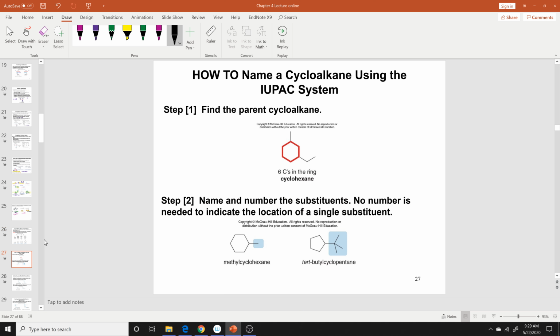Now, how to name the cycle? First of all, you need to find the parent cycloalkane. The parent cycloalkane is the cycle that has the most carbons. It's actually 1 cycle, so you highlight it, and that gives it the parent name according to how many carbons are in the cycle. This is 6, so it's going to be a cyclohexane. Now, if you have a cycle that has 1 substituent coming off, that is easy because you can name that substituent and put it in front of the parent name. So this is 1 carbon, it's going to be a methyl. All of this here is going to be a tertiary butyl, because 1, 2, 3, 4.